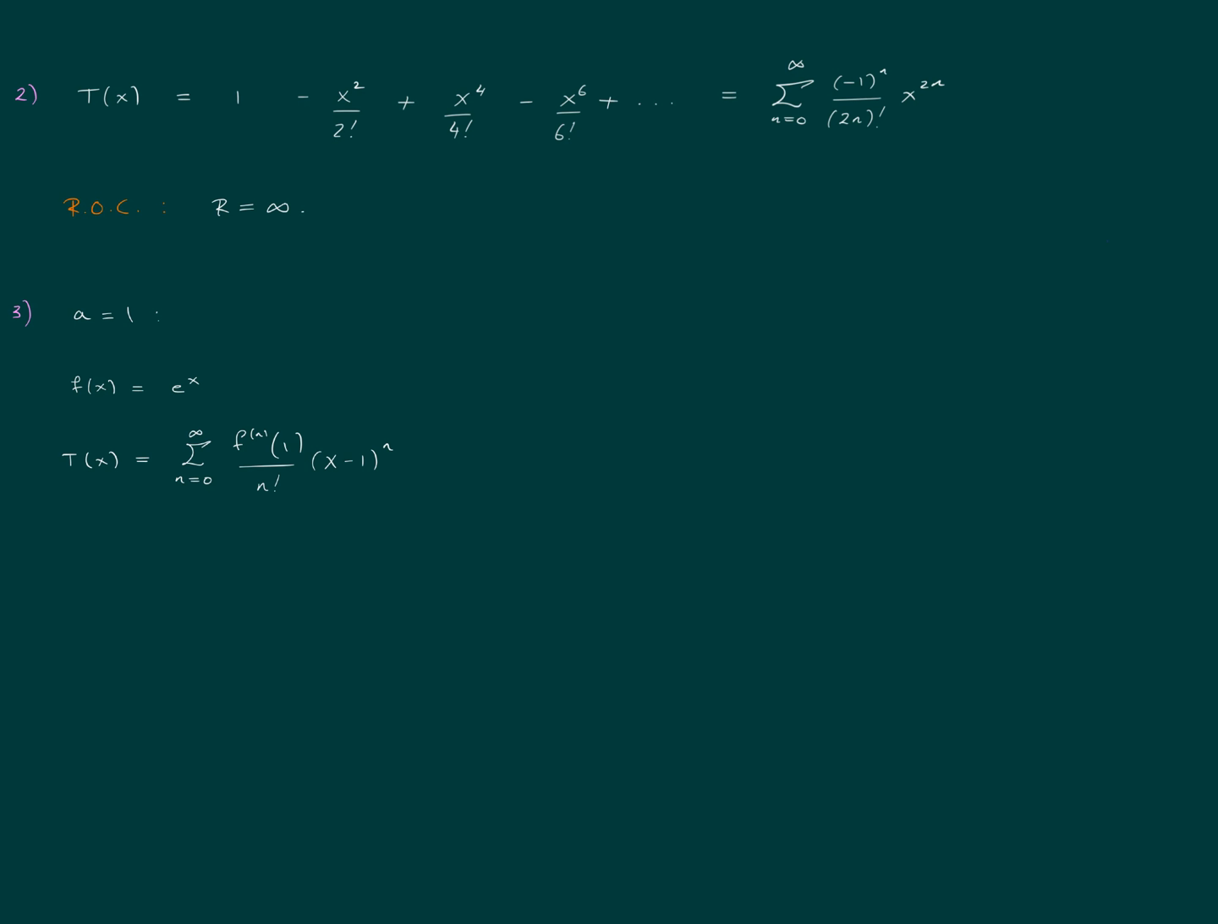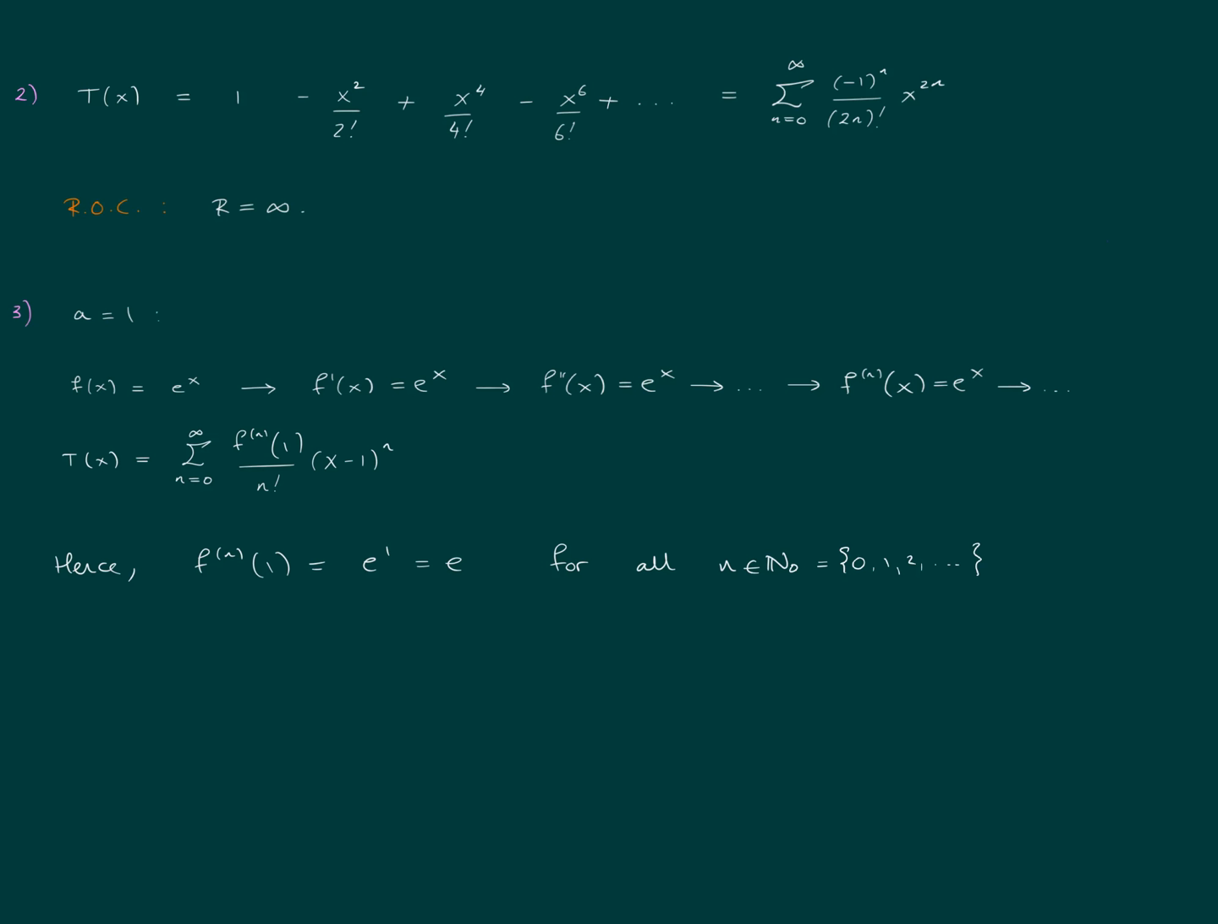Okay, so we are tasked again with finding a formula for f^(n) evaluated at 1. But let's look at the derivative of e^x. If we differentiate it once, we get e^x. If we differentiate it twice, we get e^x. If we differentiate it as many times as we want, we still get e^x. And this goes on. So, hence, f differentiated n times evaluated at 1 is always just e evaluated at 1, which is just e. And this is for all natural numbers, including 0. So 0, 1, 2, etc.